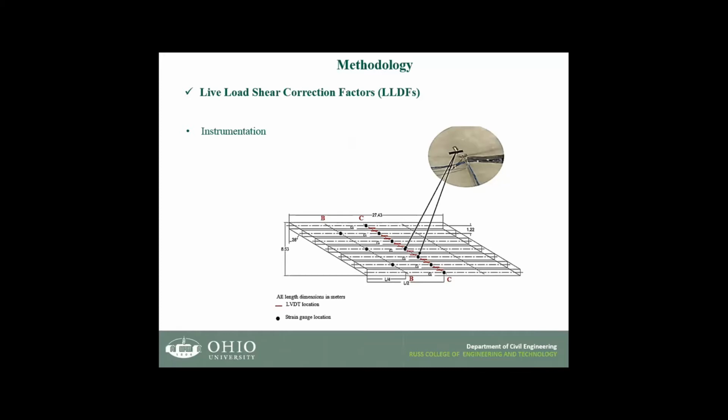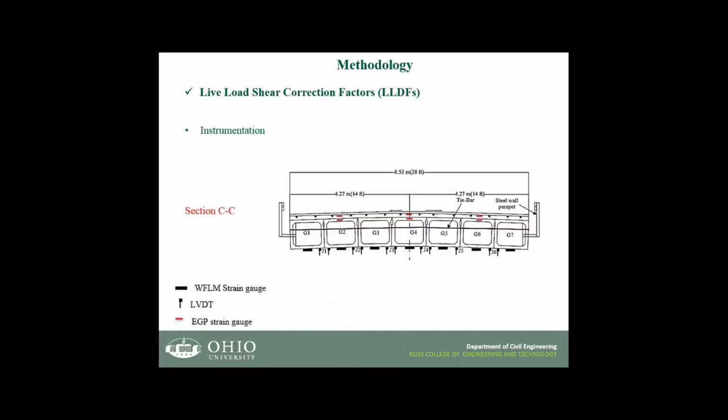So for the field test, this is the plan of the instrumentation. The bridge was instrumented with strain gauges and LVDTs: the strain gauges to measure the strain and the LVDTs to measure the deflection. This is the cross section, showing where we put the instrumentation. We put a strain gauge under each beam at the mid span of the beam, and for each joint there are 2 LVDTs to measure the deflection and the relative deflection between the beams.